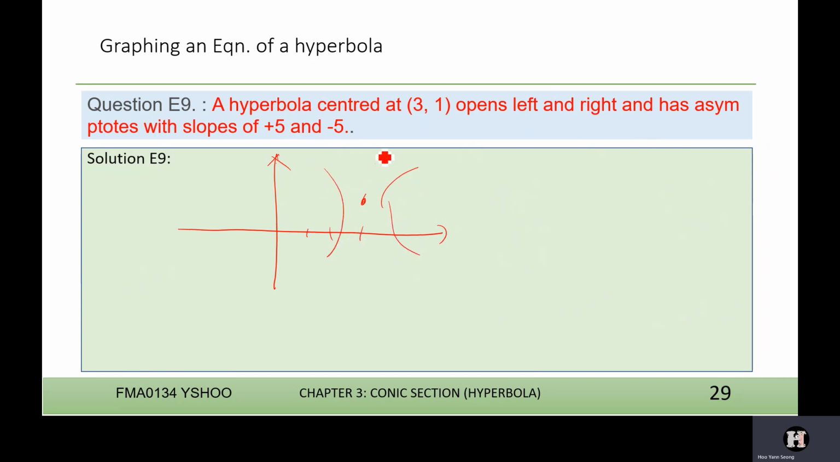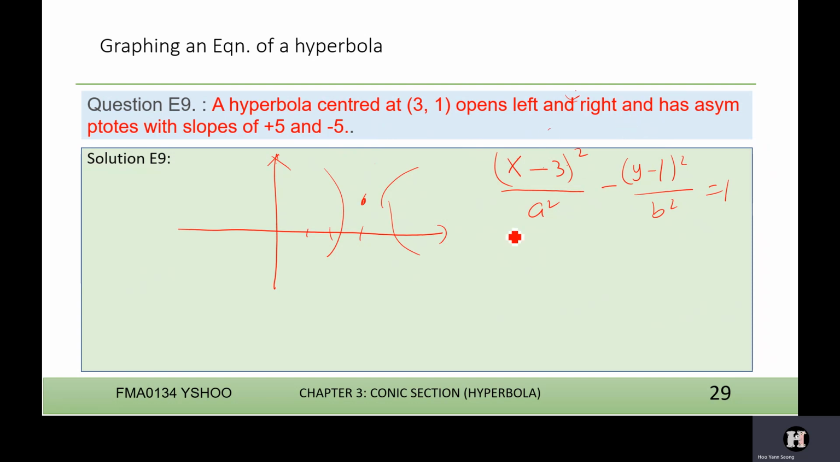Okay, then it has an asymptote with slope 5 and -5. Unfortunately, this one you cannot calculate from here. So what you need to do, since it opens left, right, your brain needs to straight away produce x minus h square over a square, minus y minus k square over b square equals 1. Since the center 3, 1 is already provided, you change it so this is 3, this is 1. Then your duty is to find a and b.